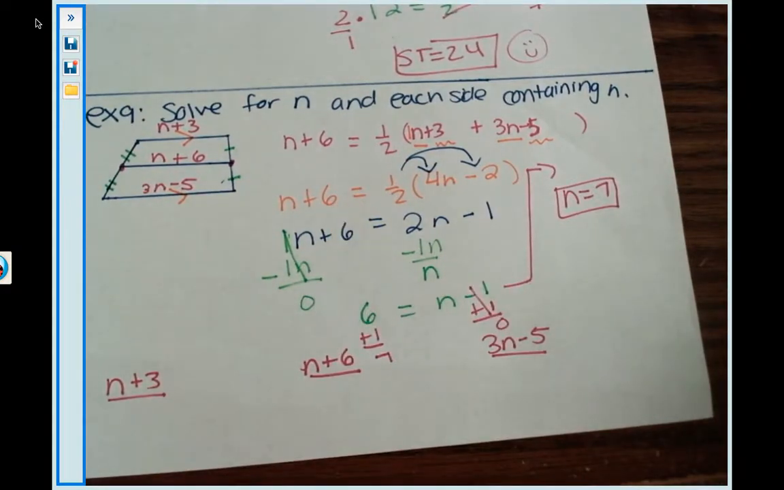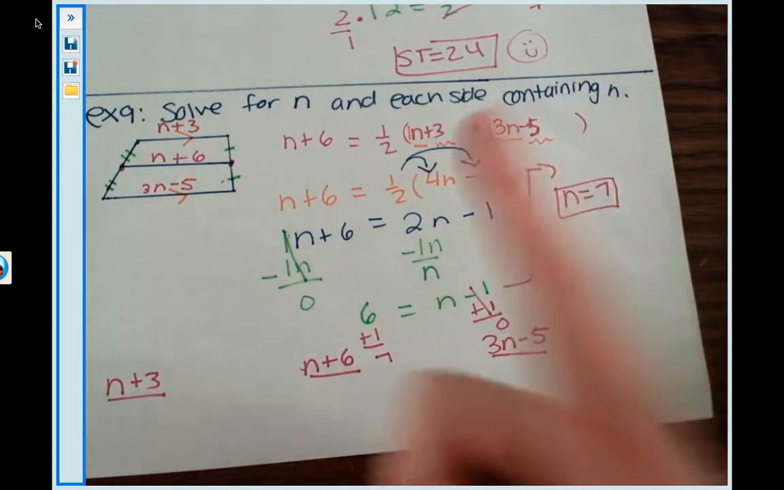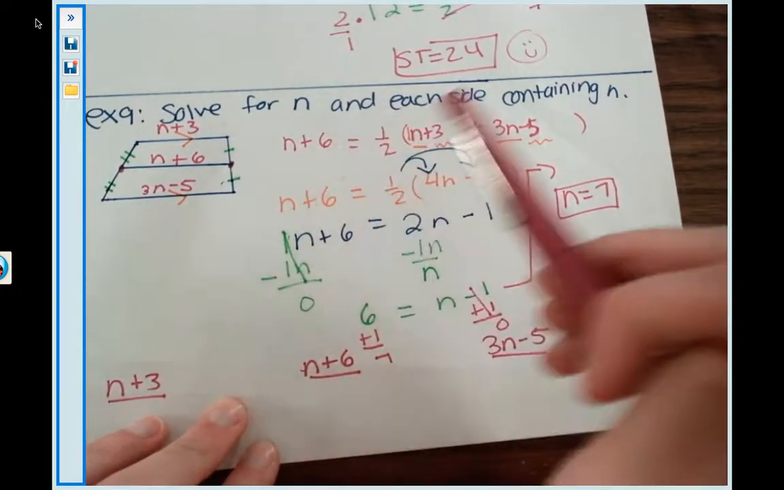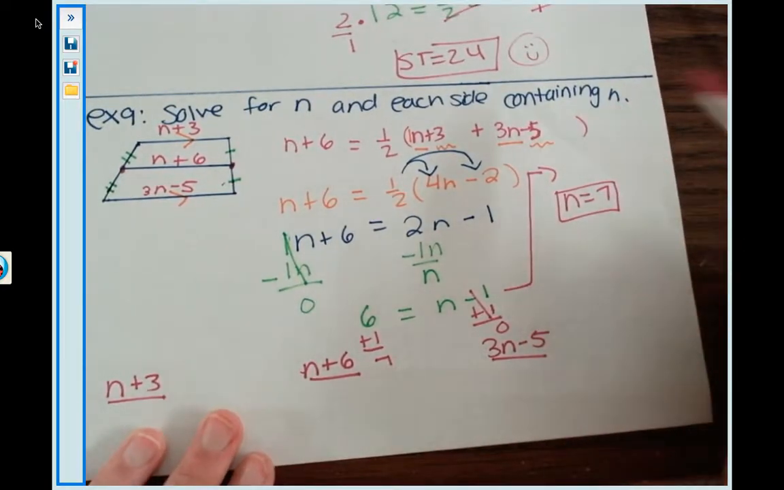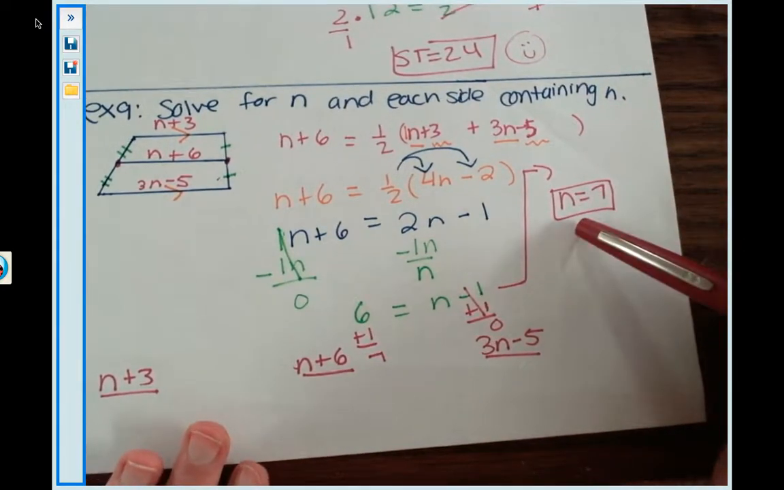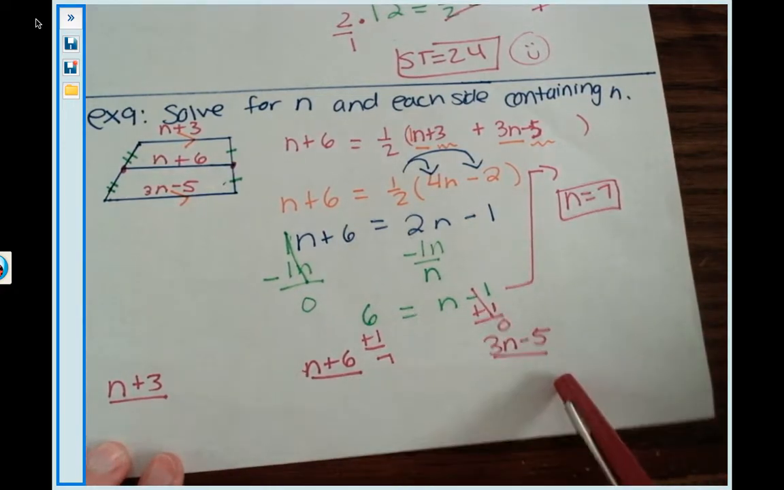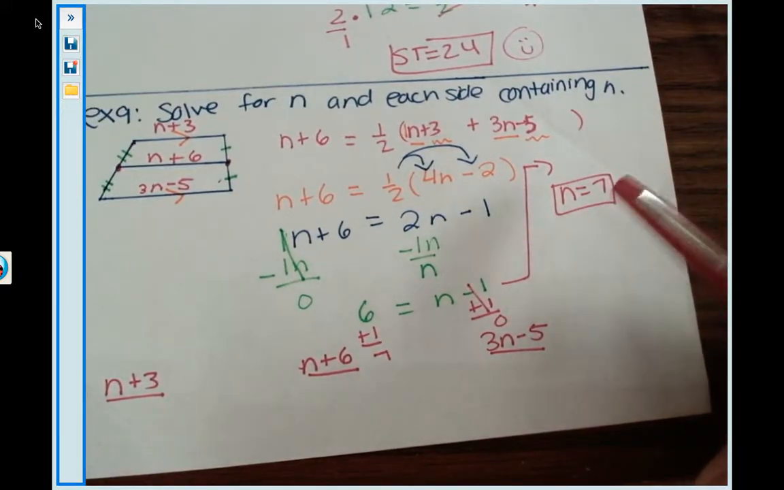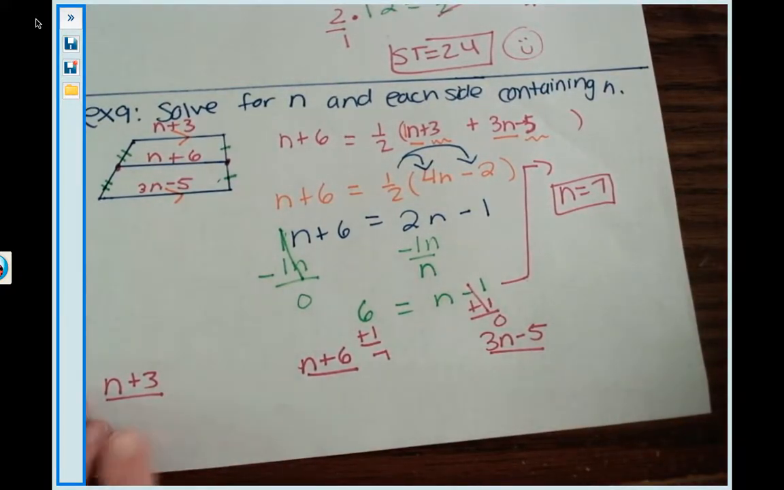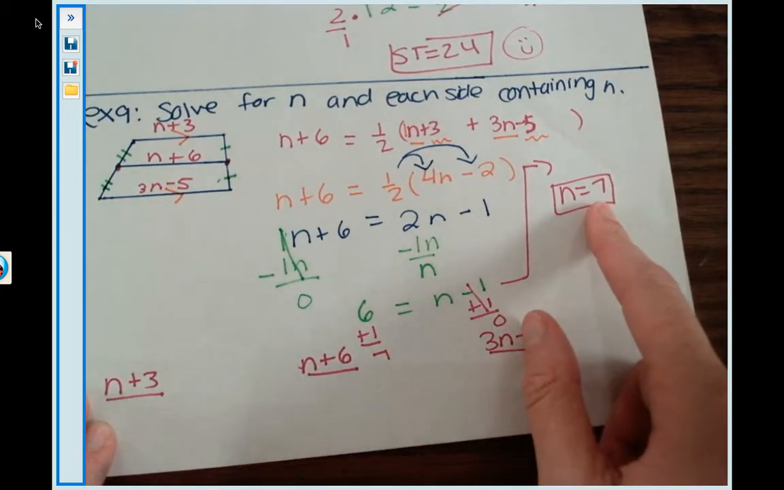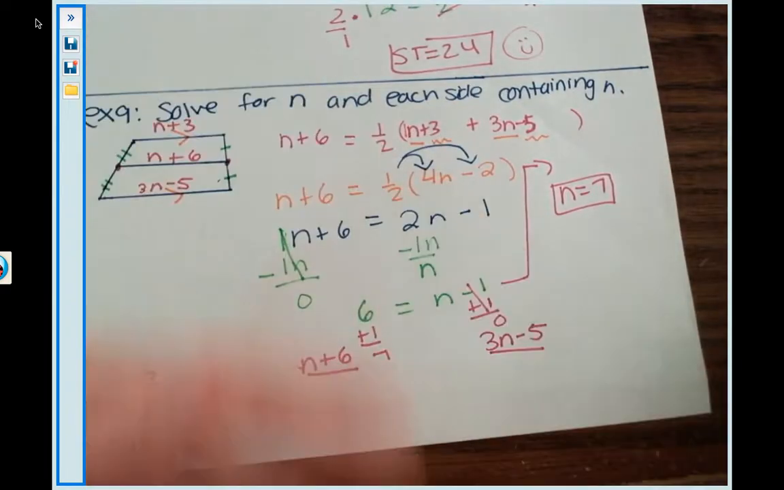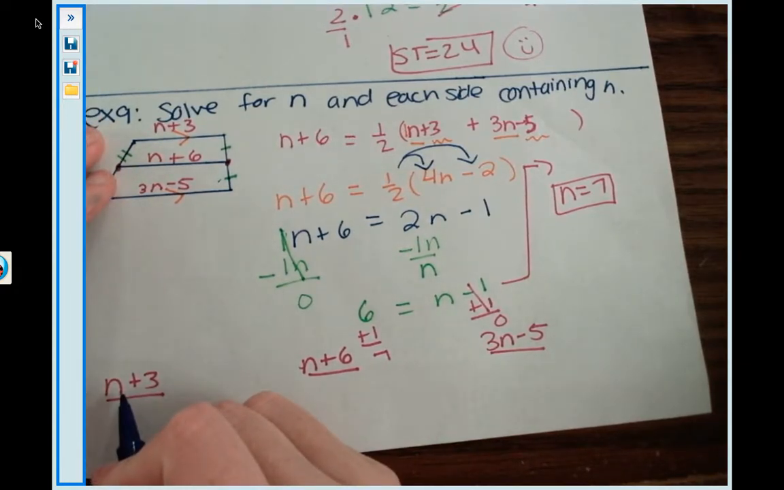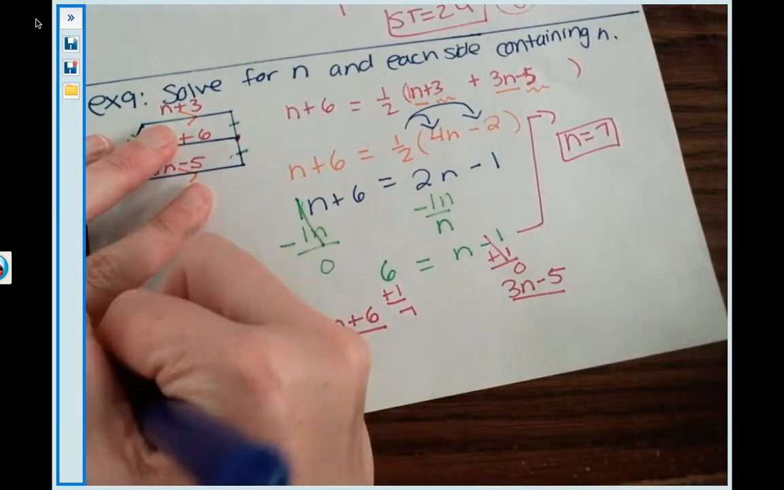But remember, you guys, in geometry, you're not always done after you find n. This says solve for n and each side containing it. So now that I know that n is 7, how can I use this to help me find each of these pieces? You do have to substitute it in to solve. Okay, so everywhere I see an n, I'm going to replace it with a 7. So let's get going. So here I spot an n, so it's going to turn into 7.